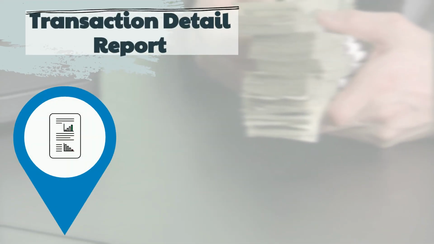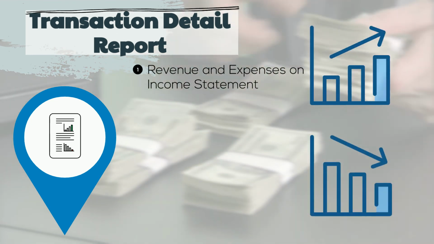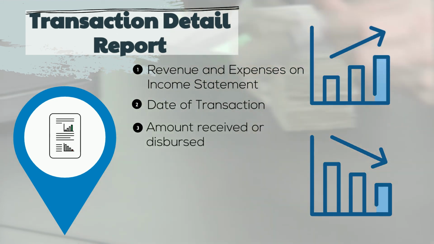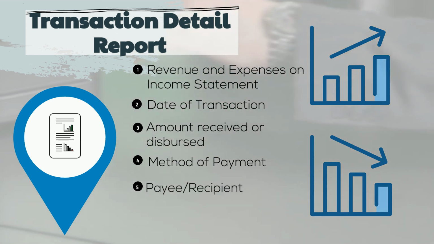The transaction detail report will show all revenue and expenses for the conference as reflected on the final financial report statement. The date, amount received or disbursed, and method of payment should be shown on each line item, and the payee or recipient name should be reflected here as well so our audit team can easily cross-reference this with the supporting documents.